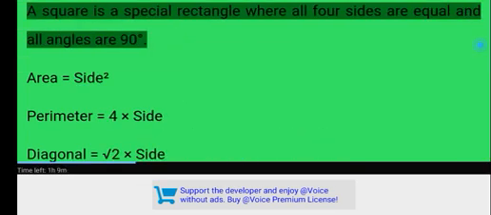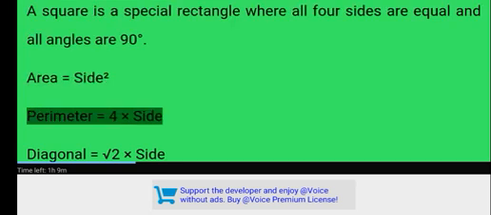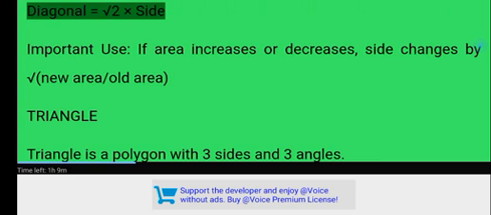A square is a special rectangle where all 4 sides are equal and all angles are 90 degrees. Area equals side squared. Perimeter equals 4 times side. Diagonal equals square root 2 times side.